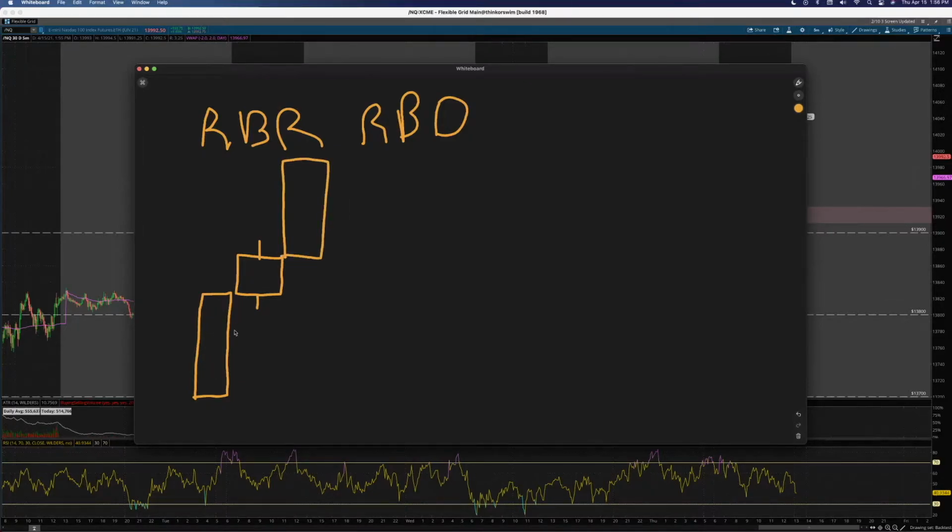This right here is your rally, your base, and your rally. What you do is find that there is demand in this area right here. So when you think price will come back to this area, if price trickles up, trickles down, and comes all the way back down, you'd expect price to slow down in this area and start pushing higher again.